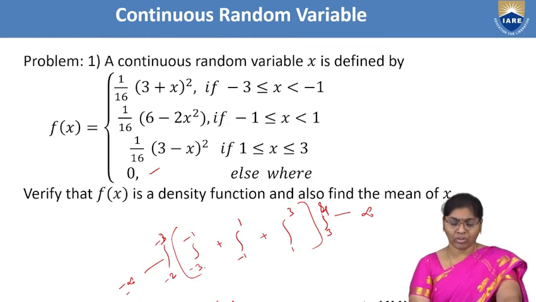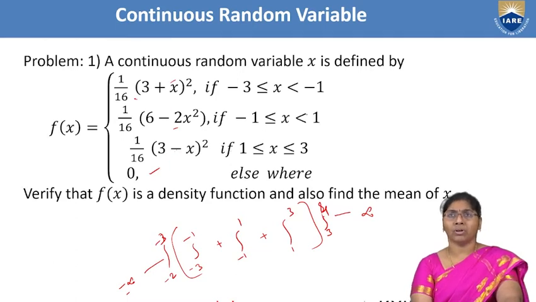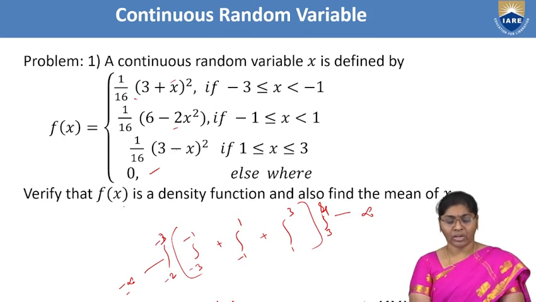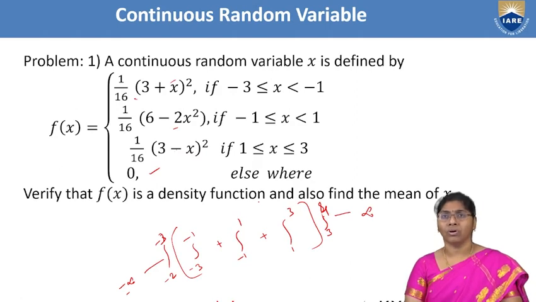For example, from minus 3 to minus 1, the value is this one. Minus 1 to 1, the value is this one. 1 to 3, the f of x function value is this one. These three are the function values on minus 3 to minus 1, minus 1 to 1, and 1 to 3. This is the given condition of the problem. Verify that f of x is a density function and also find the mean of x. Here they are asking for the mean mu, and also whether f of x is a density function or not.